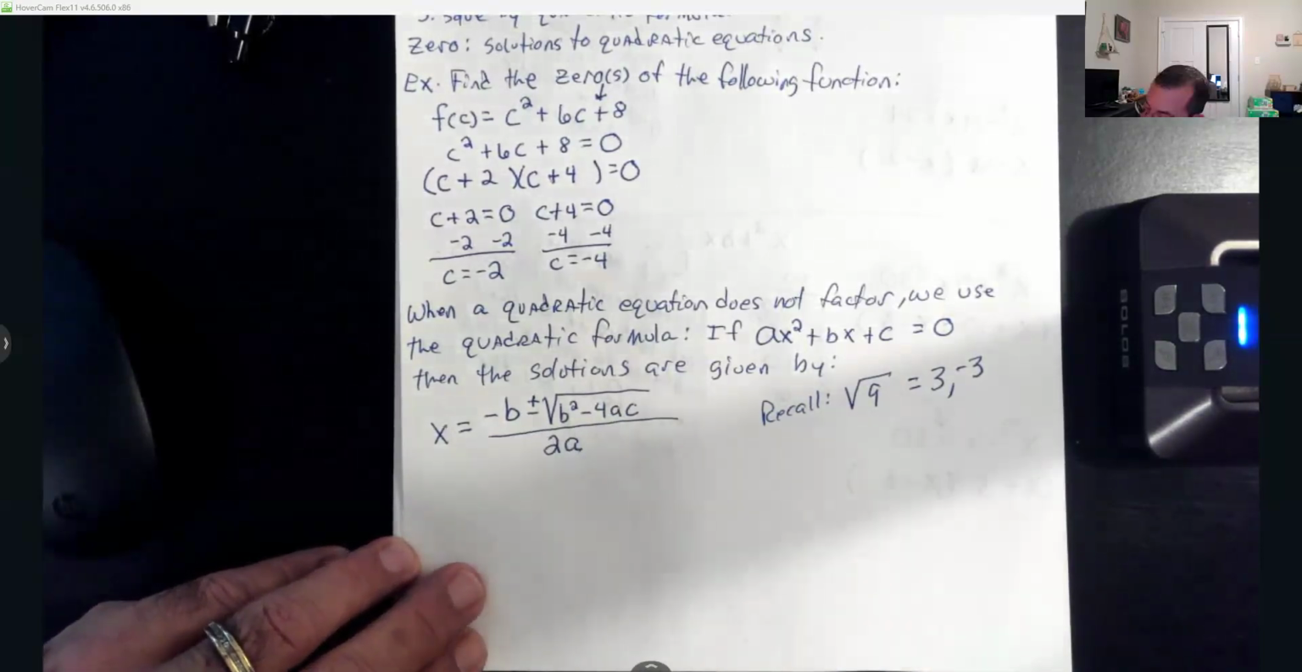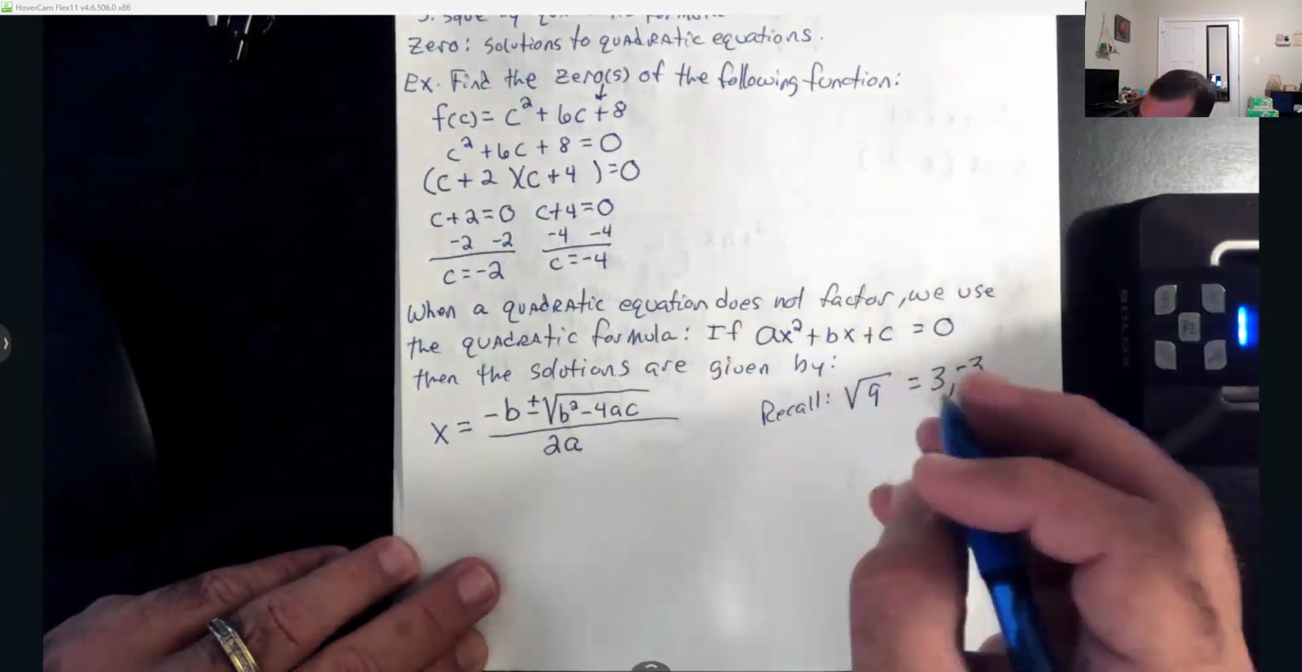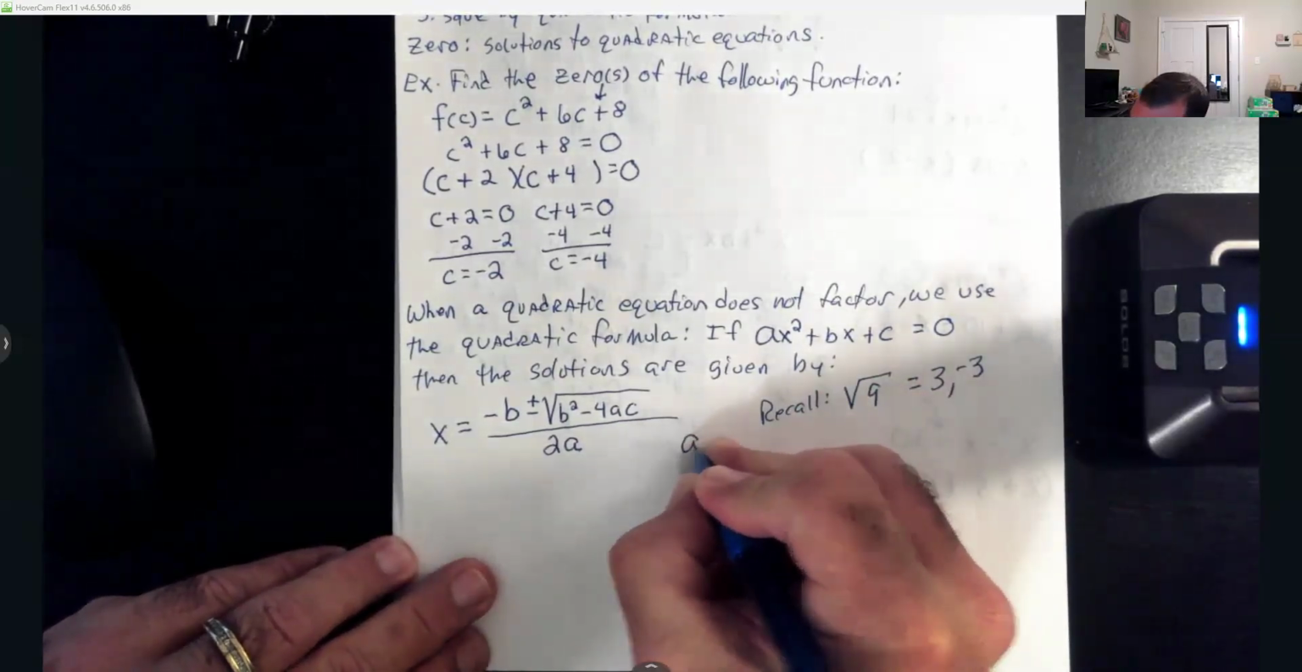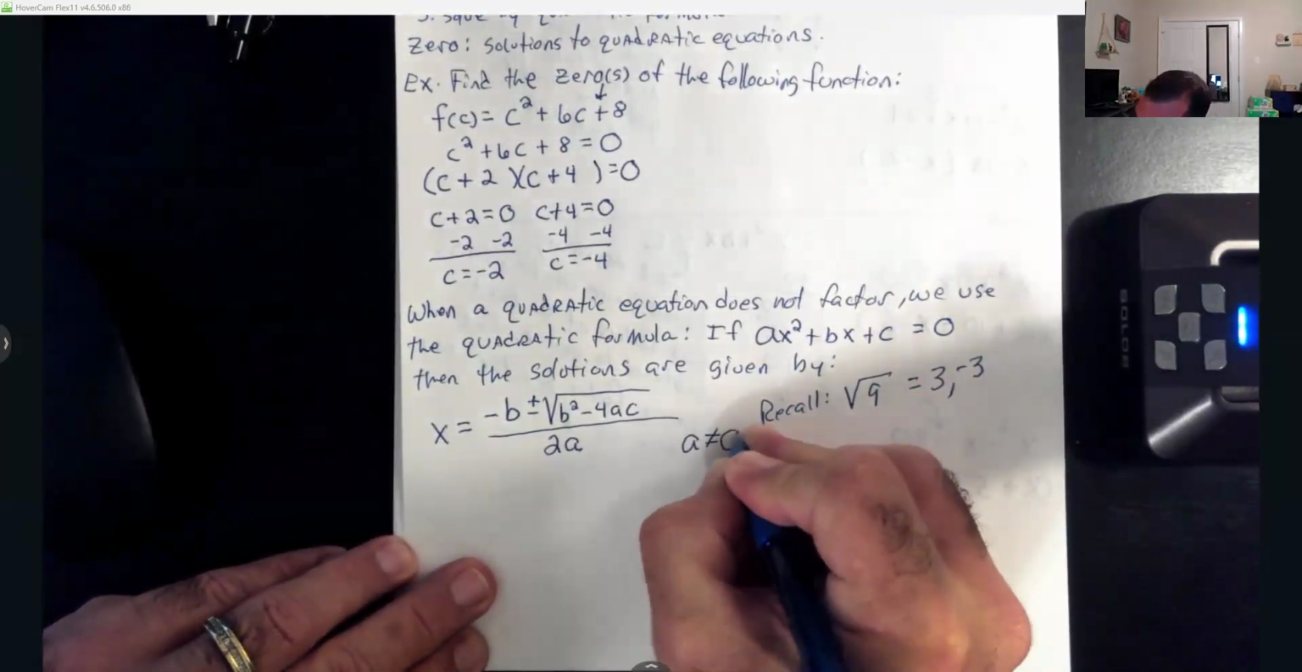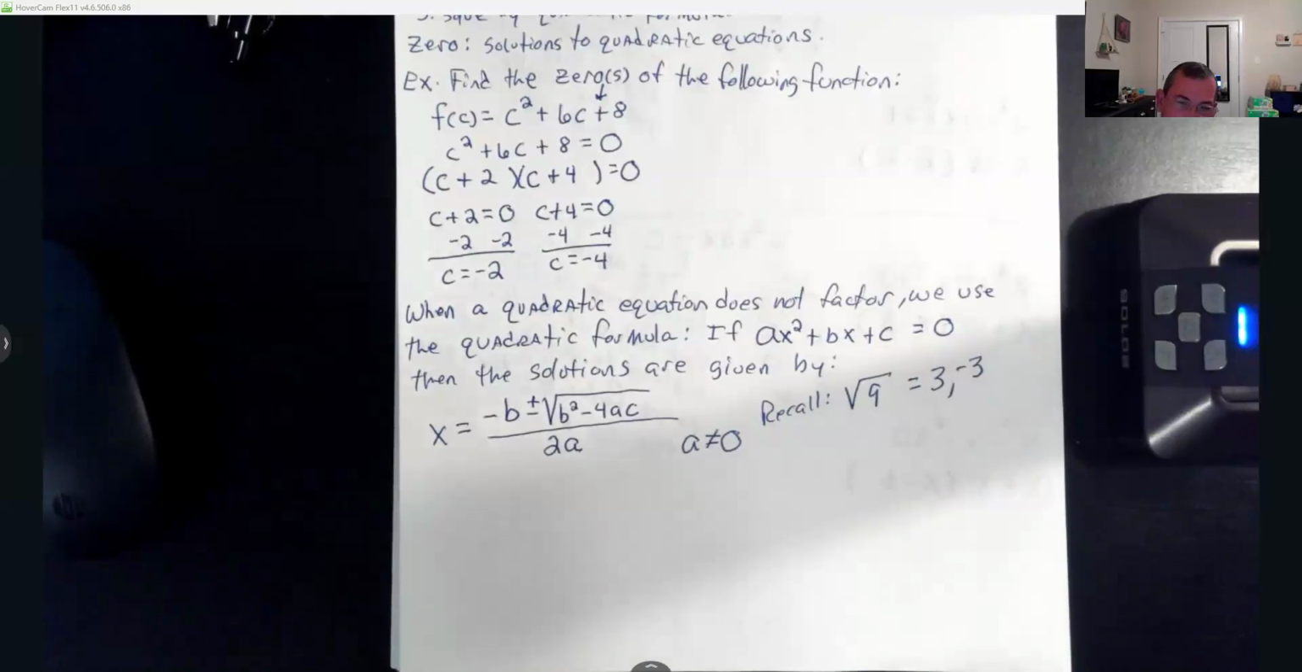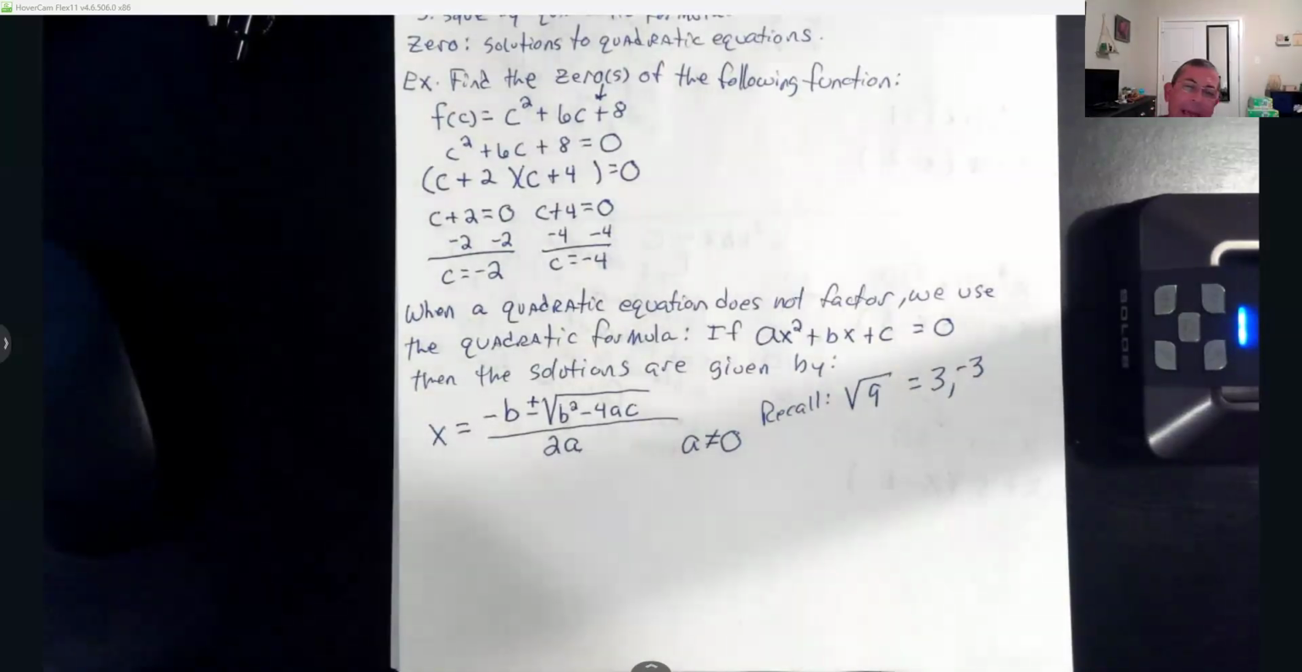Now, y'all, since that's a fraction, the only stipulation we have on this is that A cannot equal 0, okay? Which means you got to have the x squared term in order for this to work.